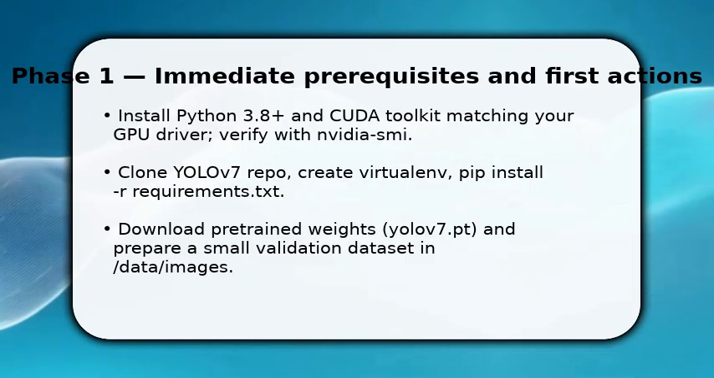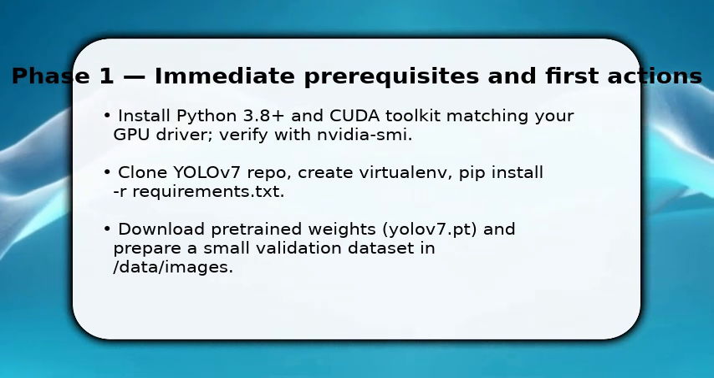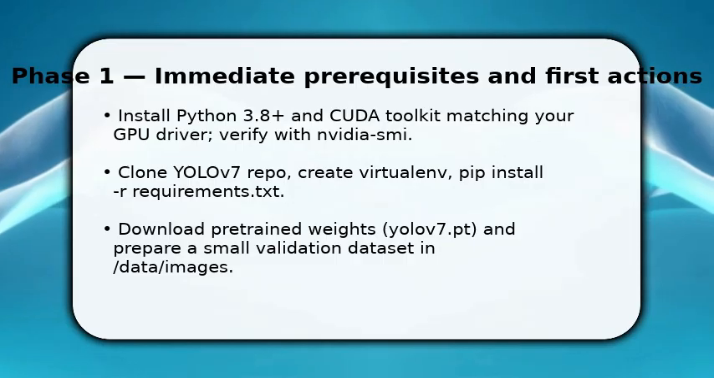Finally, organize a small validation folder under data/images with a few labeled images. This gives you immediate feedback and speeds iteration when you run the first detect command.